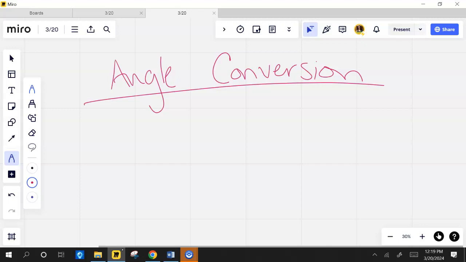All right, angle conversion is what we're going to talk about. We're going to talk about all kinds of different ways to measure angles. But whenever I'm talking about measuring angles, I'm no longer just talking about some random angle that I draw here. I'm going to be talking about angles in a coordinate plane, okay? So, I've got my XY axis.